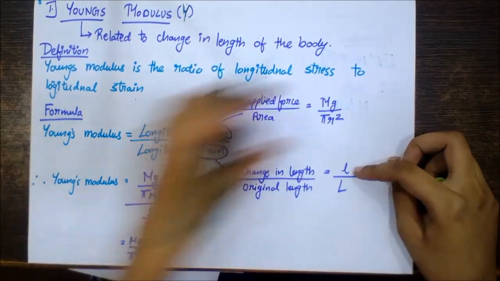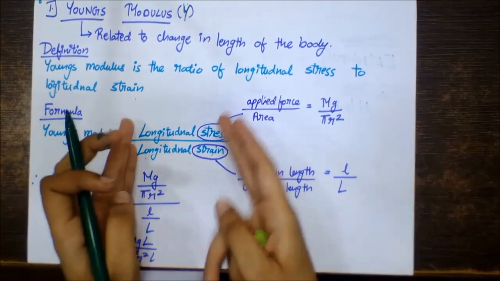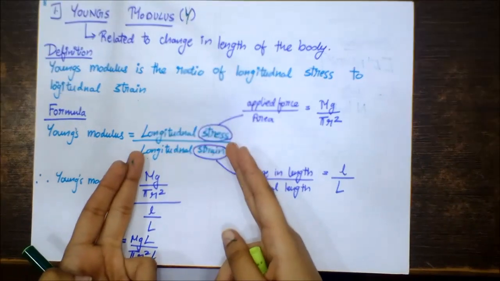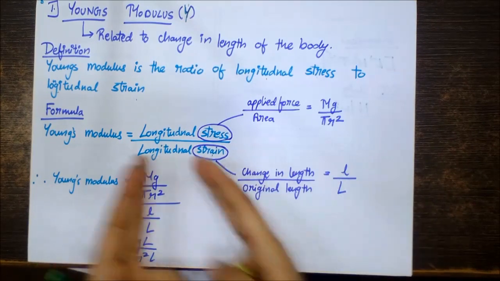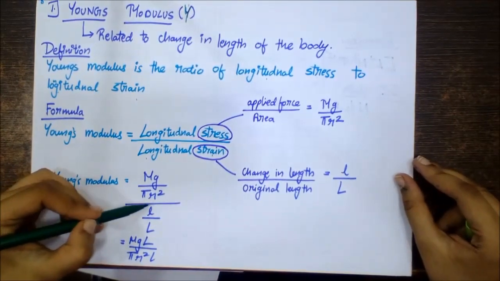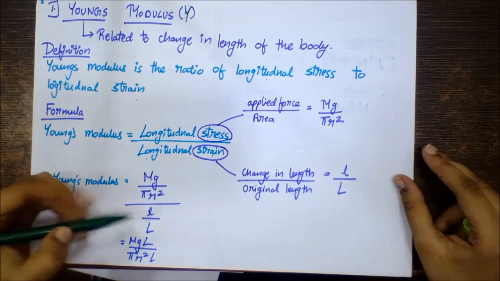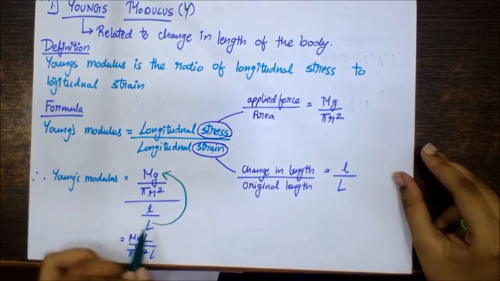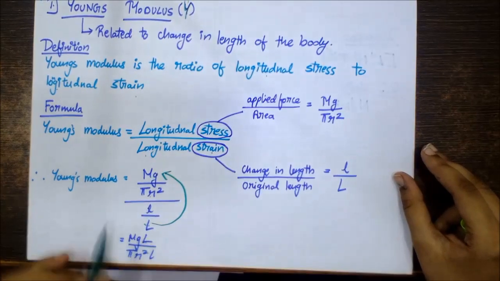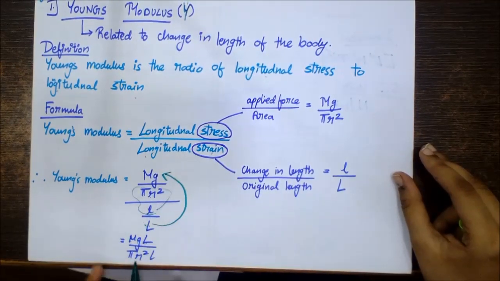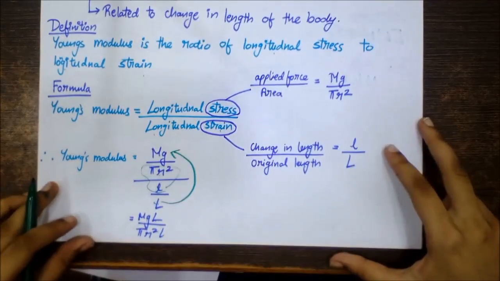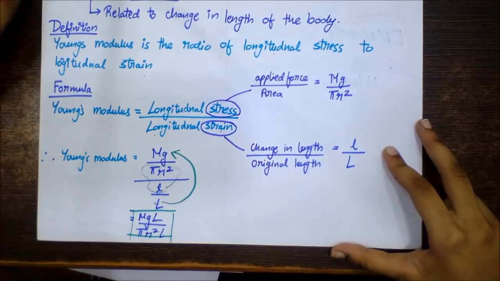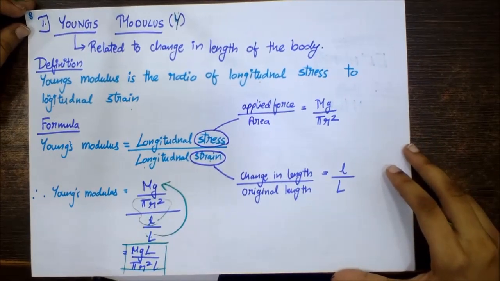We just pick up these and put it over here. Instead of writing longitudinal stress, I will substitute it by this, and instead of writing longitudinal strain, I will substitute it by this. So mg upon pi r square upon L by L. Denominator goes to the numerator. Therefore, this is mg by pi r square upon L by L. This will go to the numerator. Therefore, mgl, and this entire thing is the denominator, that is upon pi r square L. mgl upon pi r square L is my formula for Young's modulus.